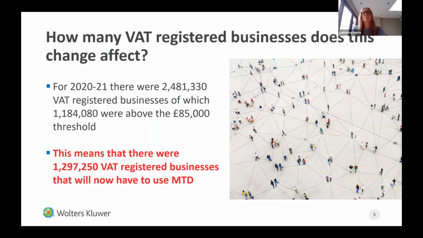So we know from the statistics that nearly 1.3 million VAT registered businesses will now have to use MTD, and there are probably a lot of these businesses that are very small and therefore maintain their books and records within Excel and probably don't want to move to a bookkeeping solution. These businesses have a choice. They can continue using spreadsheets as these are accepted by HMRC as long as they contain digital links.